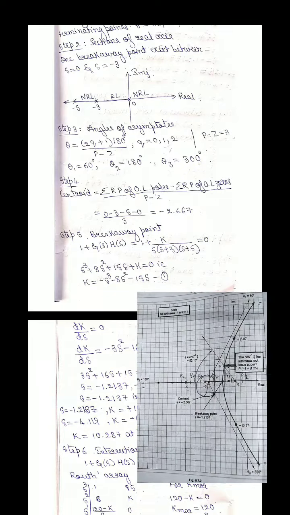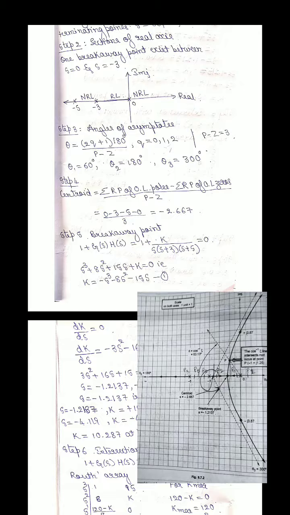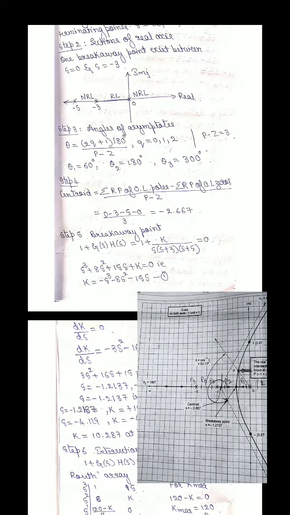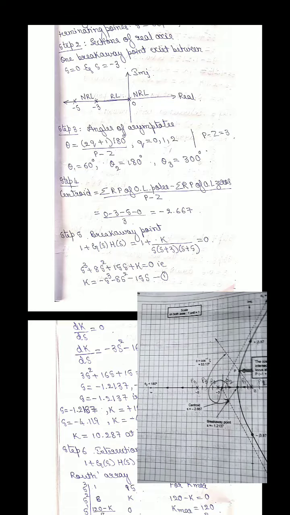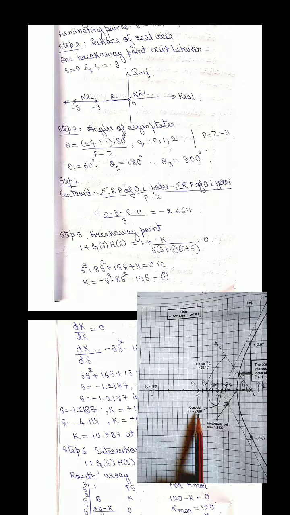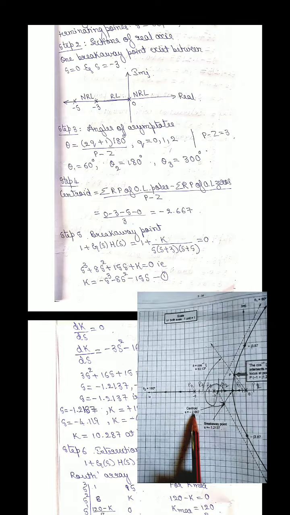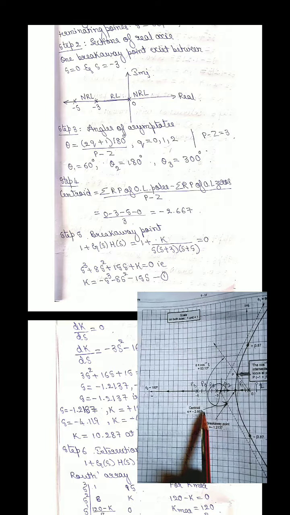Next, find out the centroid. Centroid is equal to the sum of open loop poles minus the sum of open loop zeros, divided by P minus Z. 0 minus 3 minus 5 minus 0 divided by 3, you will get minus 2.667. You can see here in the graph the centroid point they have marked, that is minus 2.667, okay.